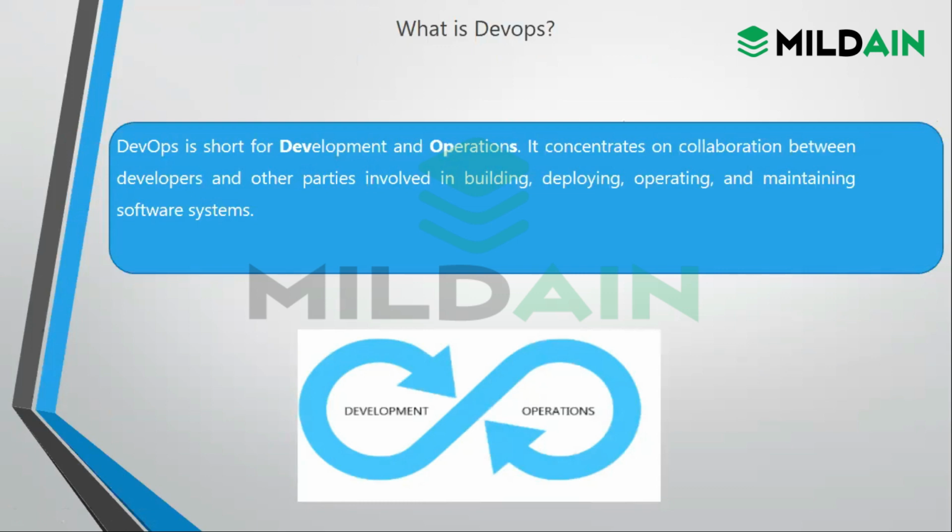So what we say is that DevOps in short is development and operations. Development and operations are in sync. They are not different; they are in sync with each other. So there is a collaboration between them. As soon as the developers work, other parties are also involved. So in a DevOps process, all the parties are involved from the beginning.